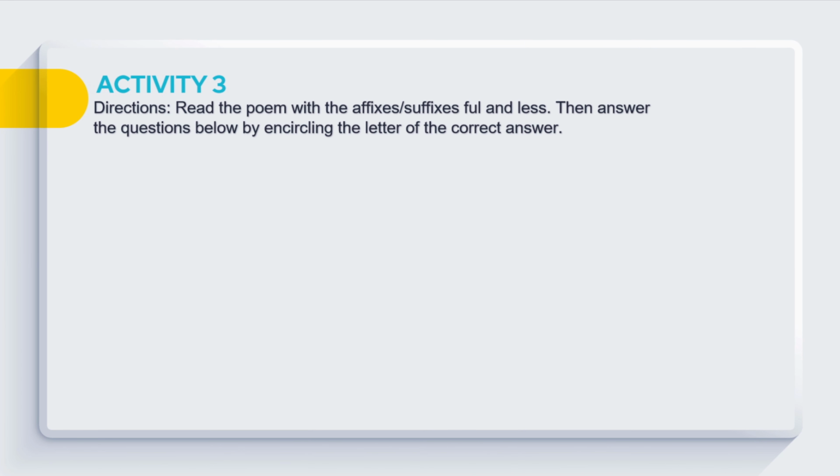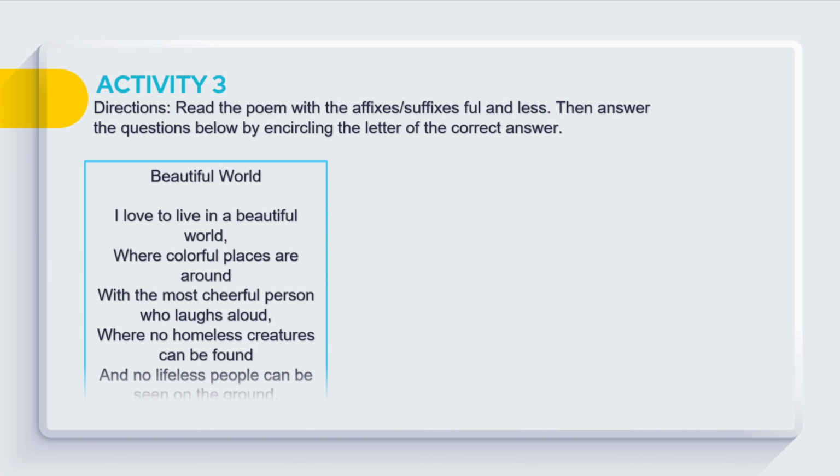Activity 3. Directions: Read the poem with the affixes or suffixes full, unless. Then answer the questions below by encircling the letter of the correct answer. Beautiful World. I love to live in a beautiful world, where colorful places are around, with the most cheerful person who laughs aloud, where no homeless creatures can be found, and no lifeless people can be seen on the ground.